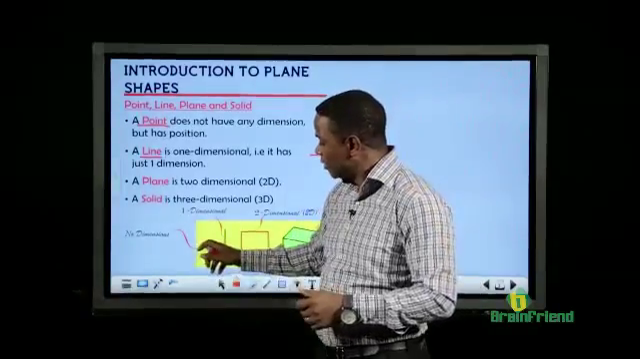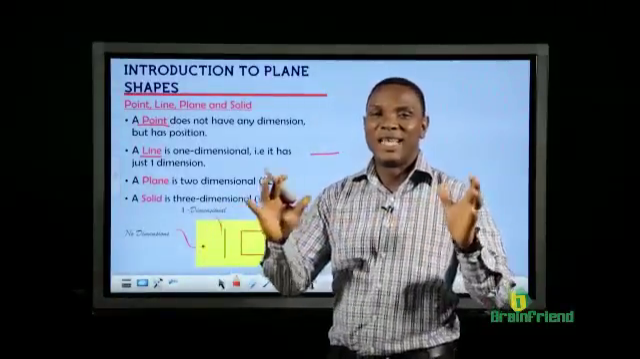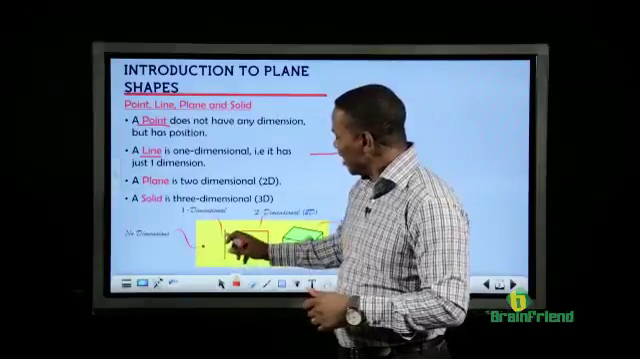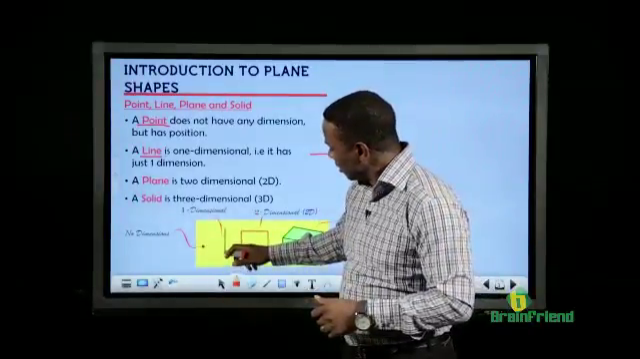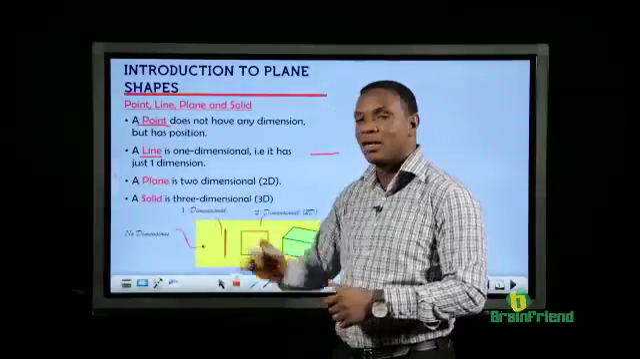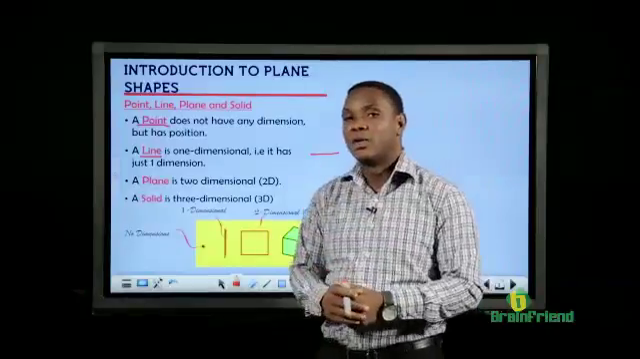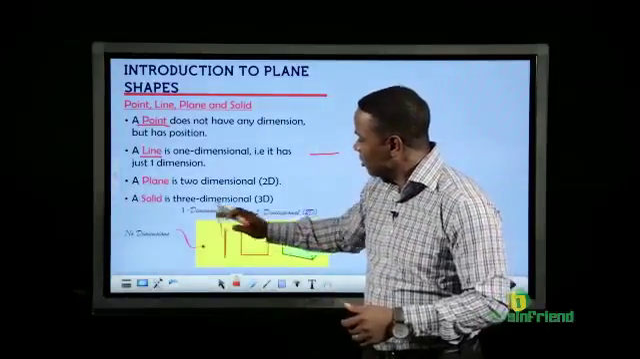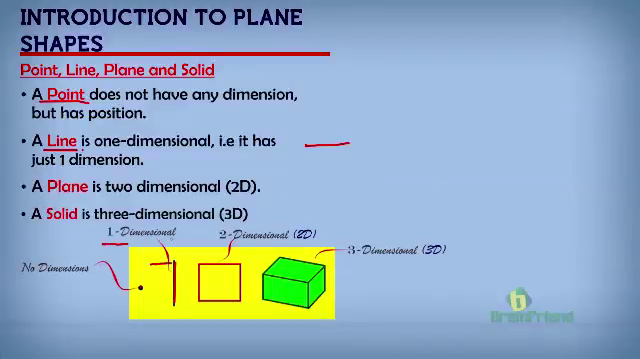Now, we said a point is stationary. Of course, it doesn't move in any direction. It does not have a dimension. But a line has dimension. As we can see, it is moving in an upward direction, this line. It could also be moving in a downward direction. Basically, it has a dimension, but it has just one dimension. So we say a line has what? One dimension.